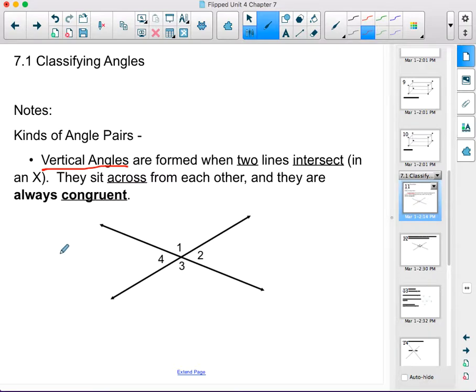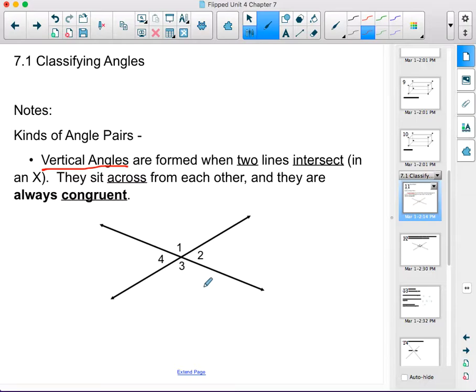First of all, we have two lines that are intersecting. Here's one line, here's the other line, right? They're intersecting, they form the letter X. I hope you can see our X here. When that happens, we get four angles that are formed. Angle 1, angle 2, angle 3, and angle 4.